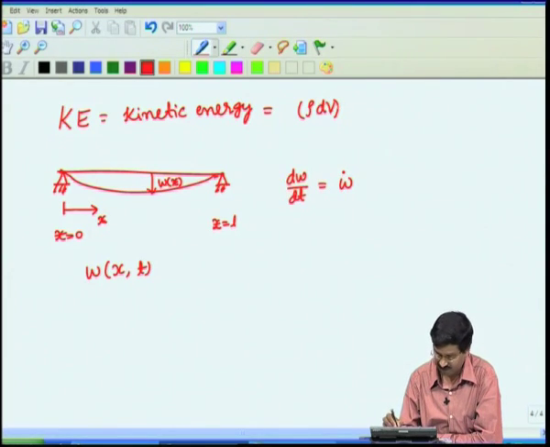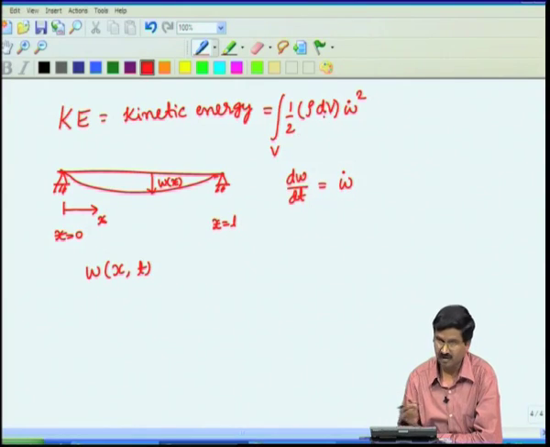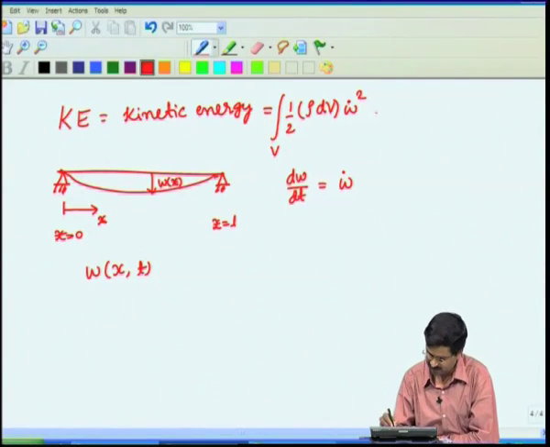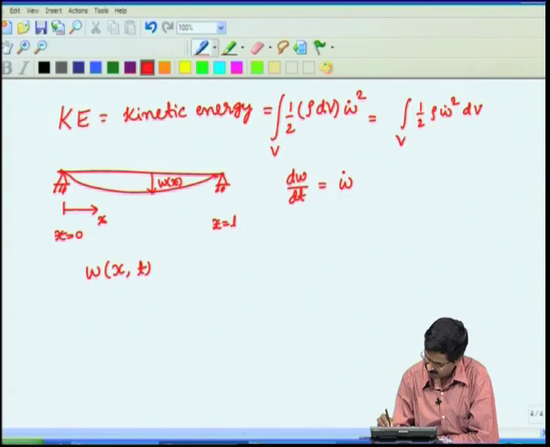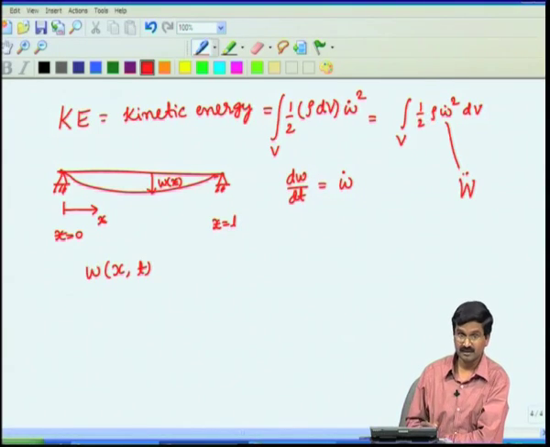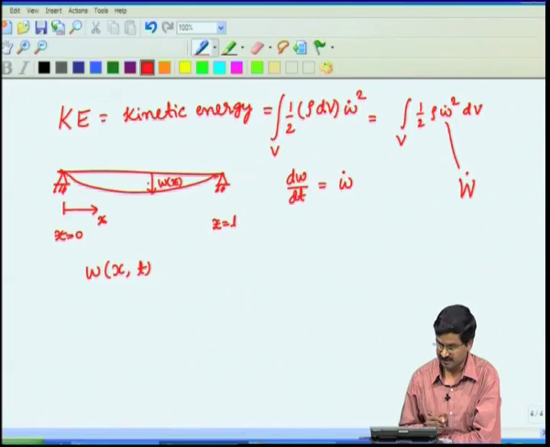So, if I want to write kinetic energy for this, I will write W dot square and half will be there. We have to integrate over the volume. We already have dV, integrate the volume. In other words, what we have is half rho W dot square dV. Okay. Note that this is not omega, this is actually W. So, this one is W dot. Okay. That is the velocity of each point in this beam.